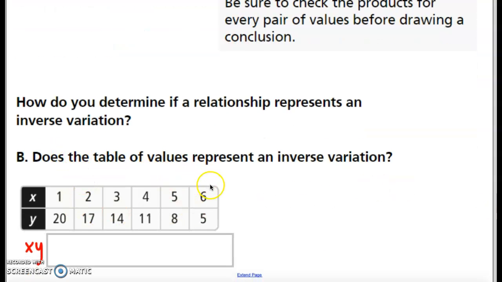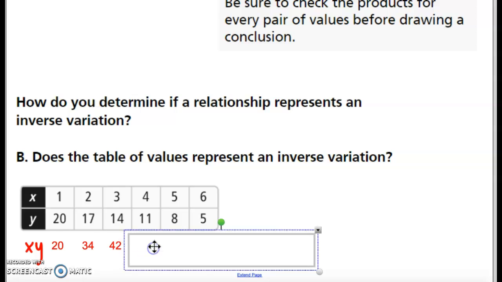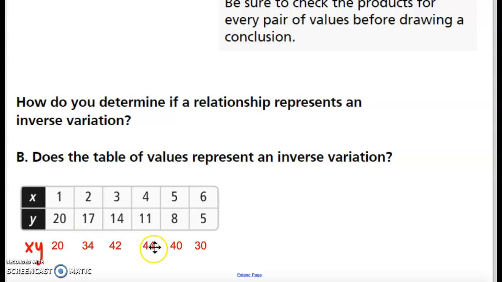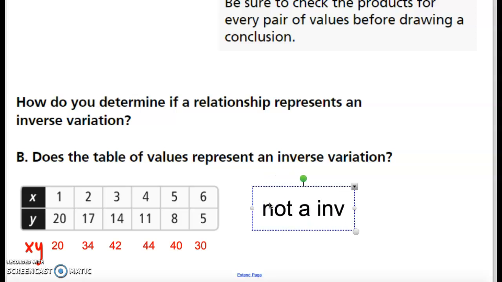So does this table of values represent an inverse variation? So x's, they're increasing, y's, they're decreasing. So far, so good. But there's a little further step that we need to find the product, and it needs to be constant for me to say, yes, it's an inverse variation. 1 times 20 is 20. 2 times 17, 34. 3 times 14, 42. It's not good, right? They're not constant. These values, the product of x and y, are not the same. So we will say, not an inverse variation.